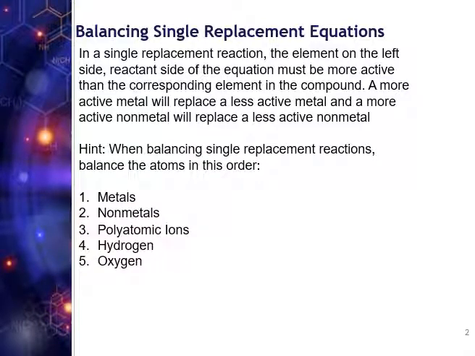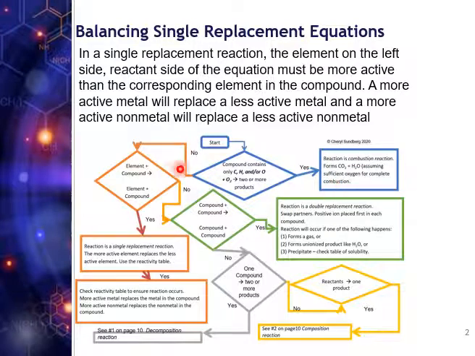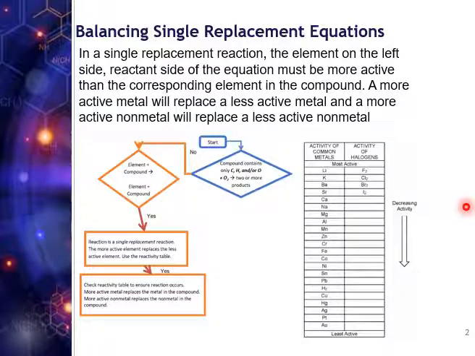Hint: when balancing single replacement reactions, balance the atoms in this order: metals, nonmetals, polyatomic ions, hydrogen next to last, and oxygen last. We're looking at an element plus a compound yields an element plus a compound. In a single replacement reaction, the more active element replaces the element in the compound. For example, calcium is more active than aluminum. Calcium metal will replace aluminum in a compound.